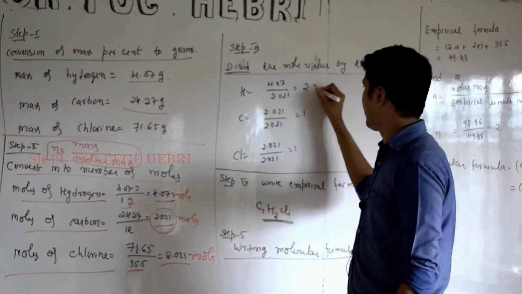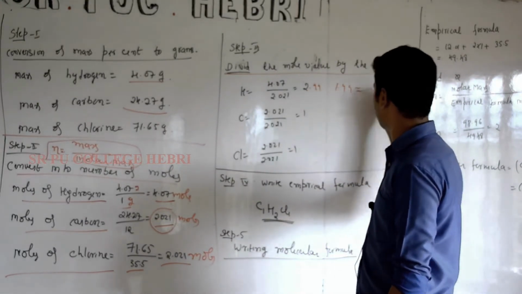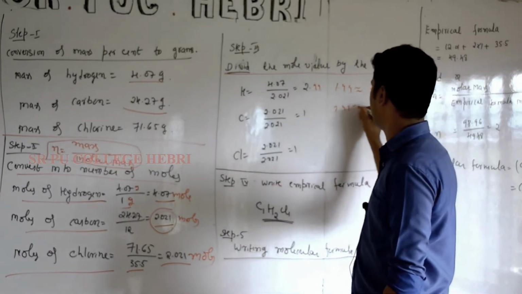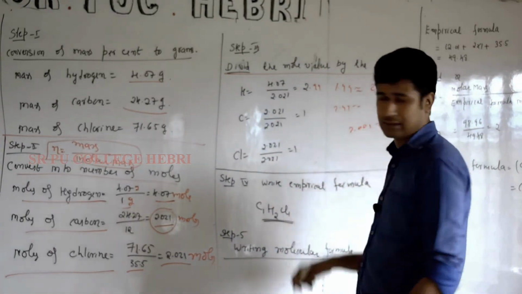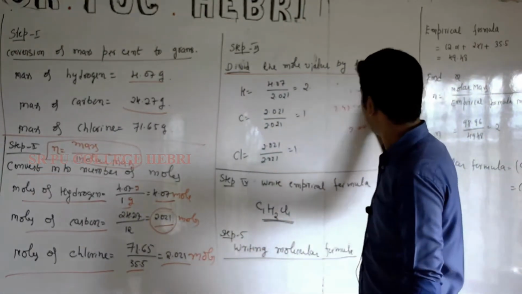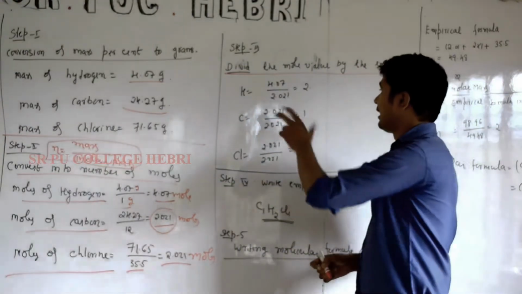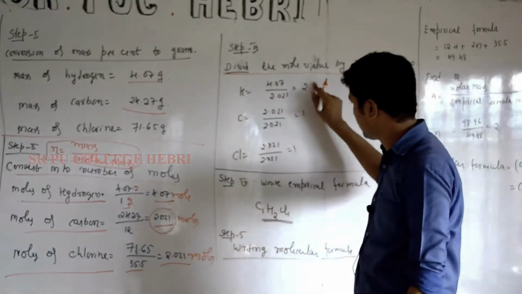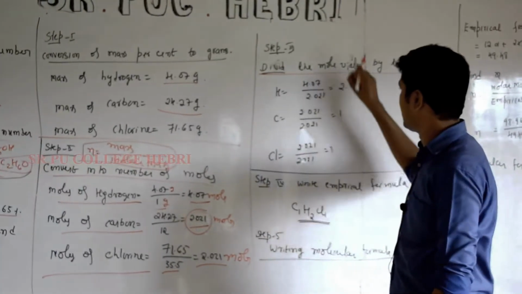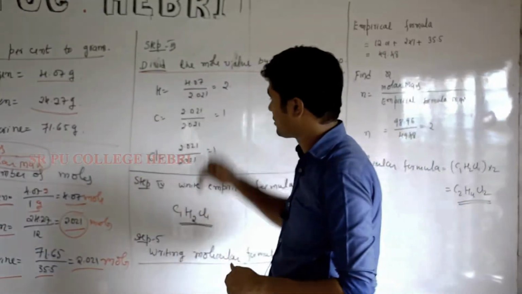If you get 2.99 something or 1.99 something, you make it 2. Or if you get 2.99, you make it 3. If you get 2.001, you make it 2. Here you have to write the whole number ratios. Understood? Don't write fractions and all. If you get fractions, you neglect it. It's 2. This is 1. This is 1. So now these are the smallest ratios of carbon, hydrogen and chlorine.